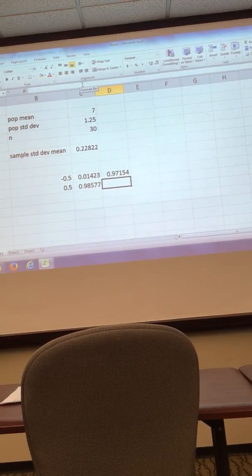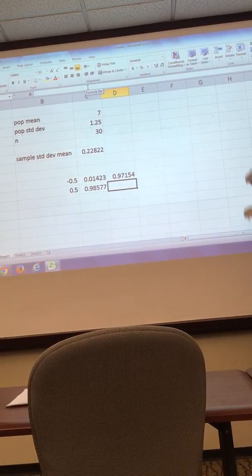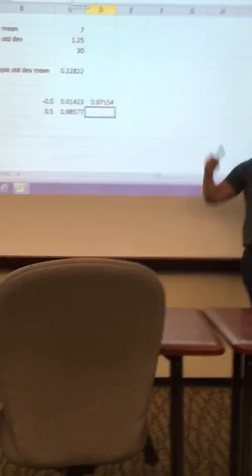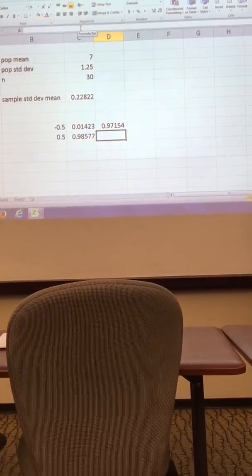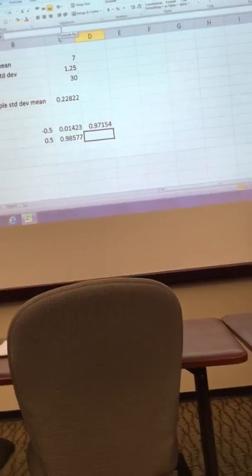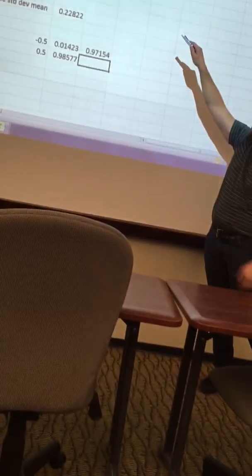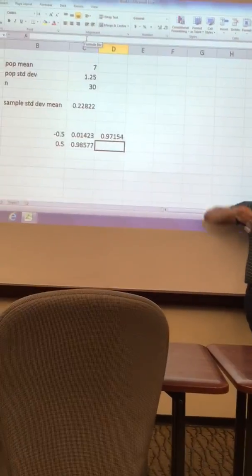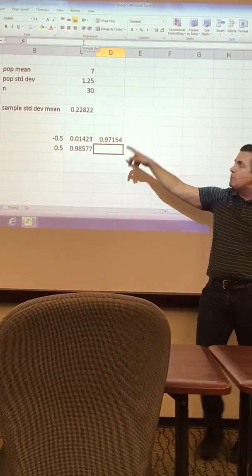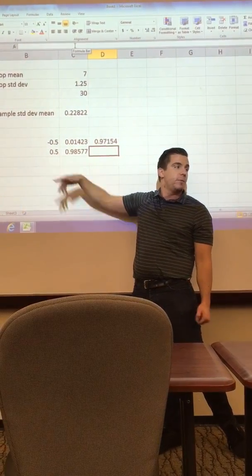If I'm taking a sample in order to estimate this population mean, there's a population mean that we know, and I'm going to calculate a sample mean. It's going to be different than my population mean, because the population mean is a true value, and I'm not going to get to the true value, I'm going to get to my sample's value. So if my population mean is 7 and the standard deviation is 1.25, then there's a 97% chance that my sample mean will be between 6.5 and 7.5 for a sample size of 30.